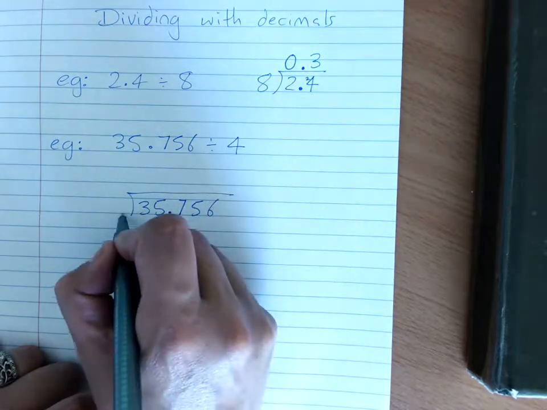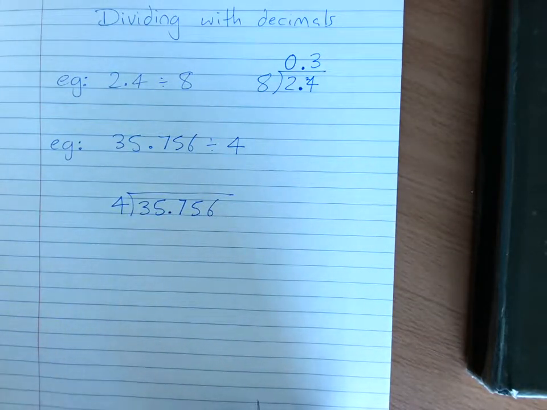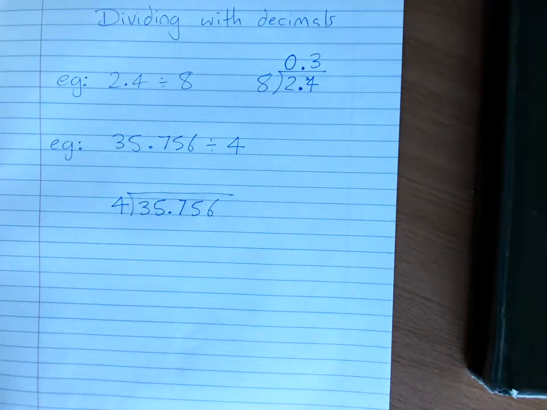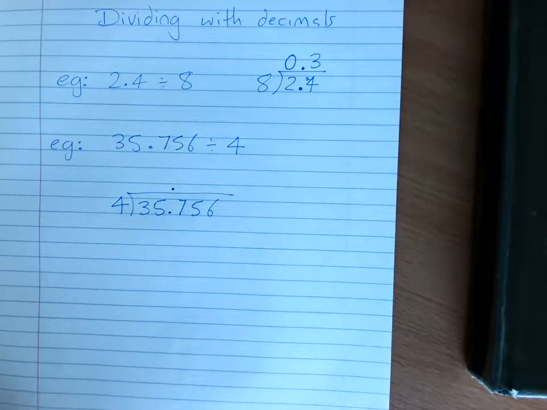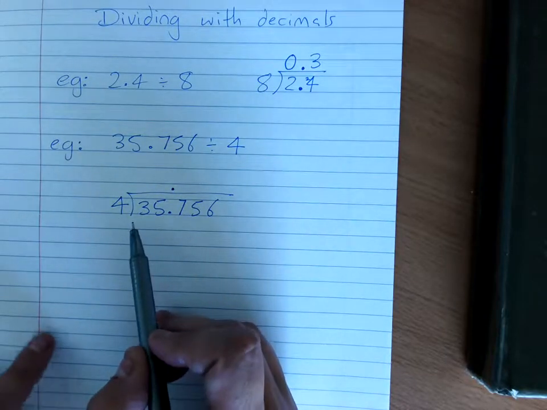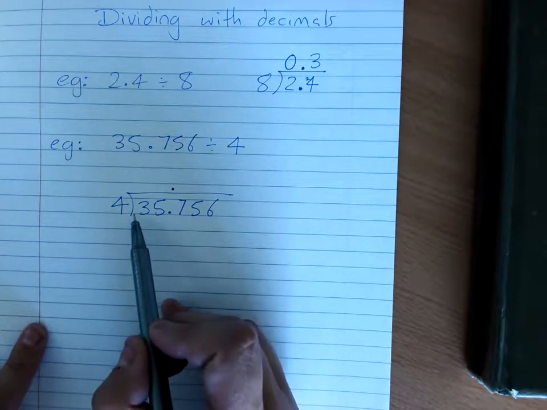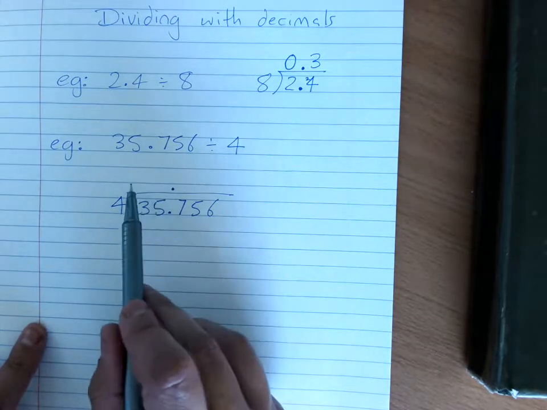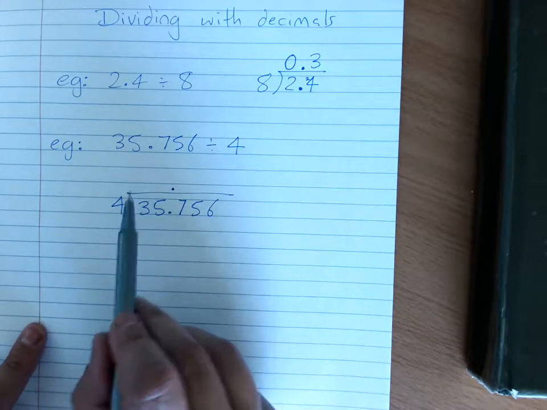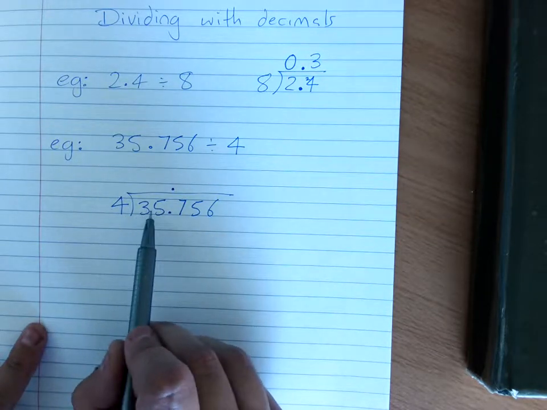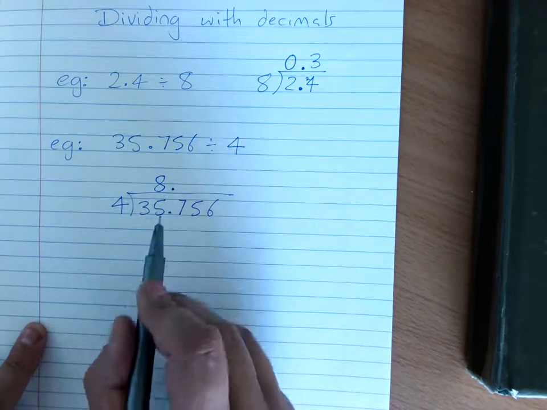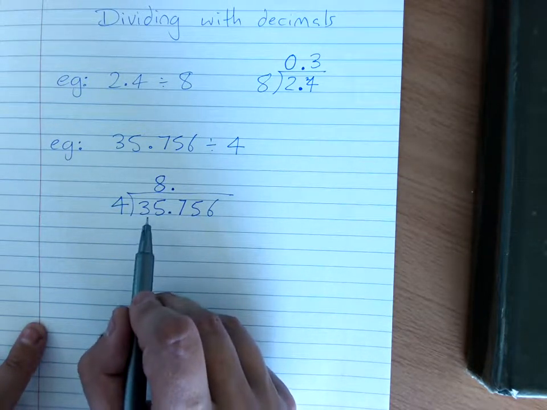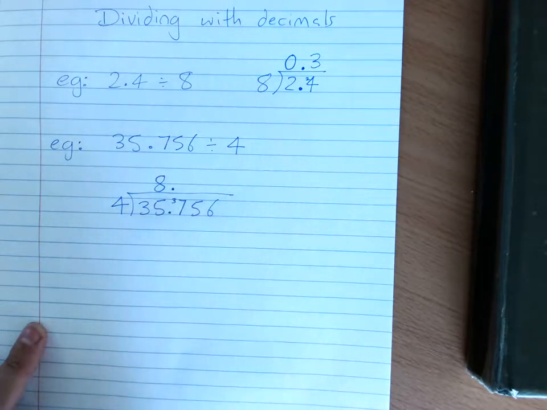35.756 divided by 4. So, little trick so that we get things correct. Put in the decimal point first because we might forget it later. 4 into 3? 0. Now, we're still before the decimal point, so do I actually even need to put the 0? No, I can just go 4 into 35. 8. Excellent. 8 times 4 is what? 32. So 32 take it from 35. What remainder have I got? 3. And I put my remainder in there.